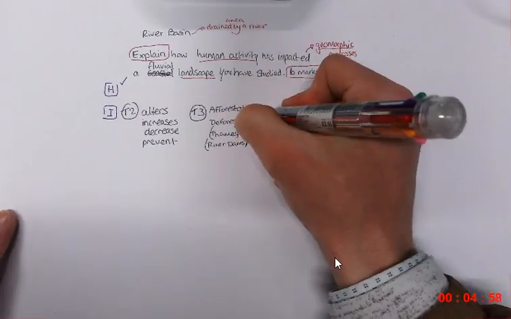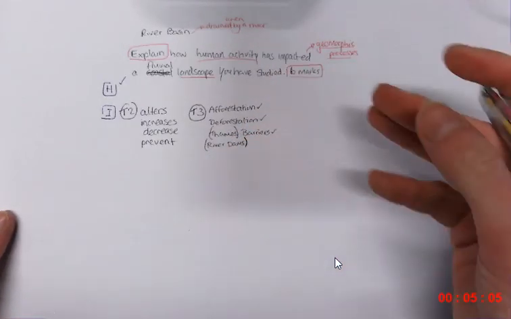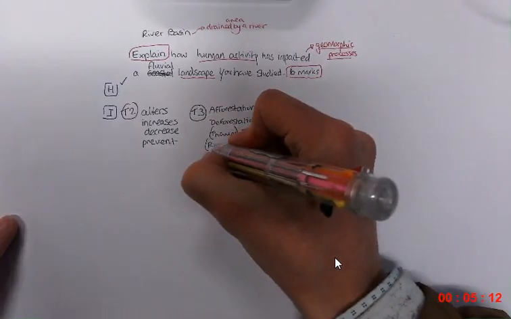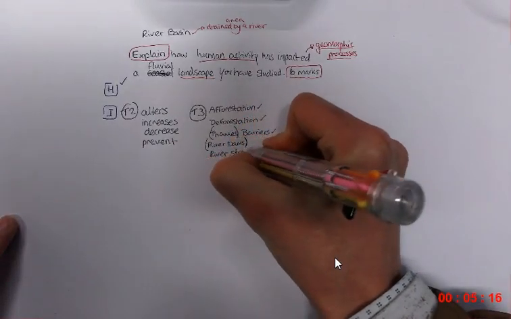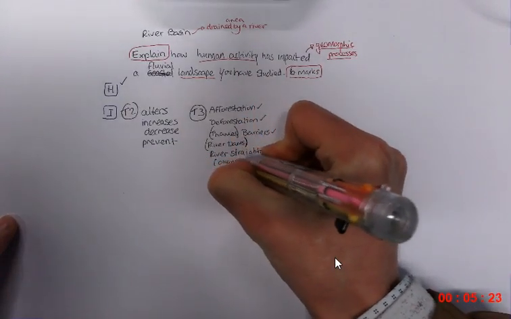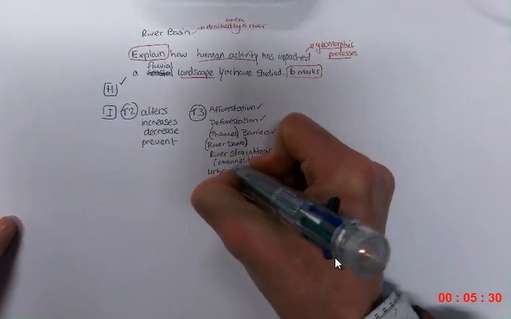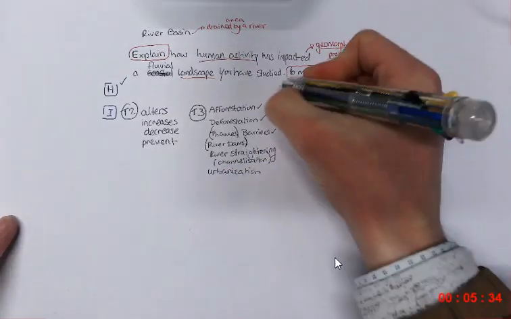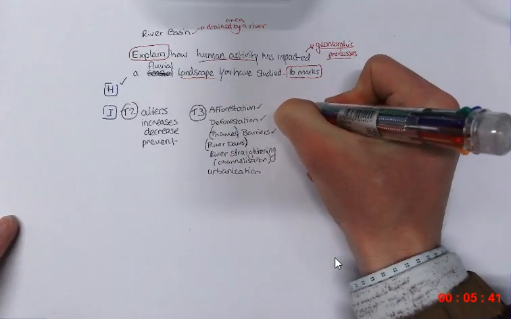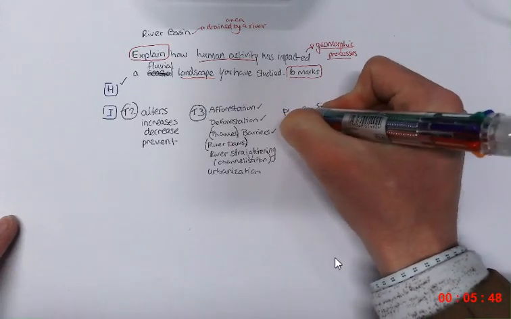Okay, so the ones that we're really going to be thinking about are these three so far, and then we've got things like allowing rivers to flood naturally, which is a consequence of creating the Thames Barrier as well, and then river straightening. So river straightening, put that here. Another word for that is channelization, as you had in your textbook. So I'm just putting channelization in brackets here. And then there's also urbanization, so another idea that you could put down. And then landscapes that you've studied, so place specific details.